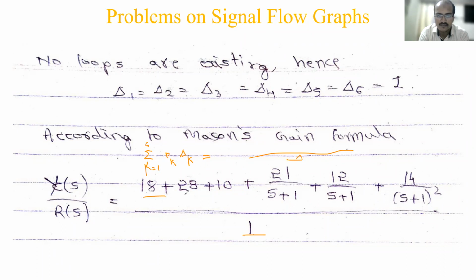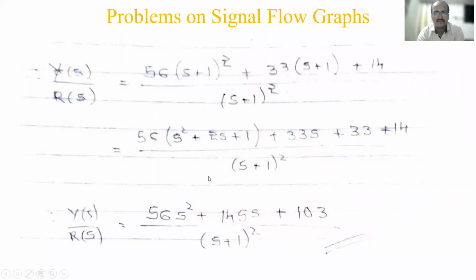So it is 18 plus 28 plus 10, 21 by s plus 1, 12 by s plus 1 plus 14 by s plus 1 square. You have to take the LCM here, simplify, and write it in a quadratic equation form. Don't keep the answer in this manner; simplify this further. This is the calculation, and I have written it maybe directly here.